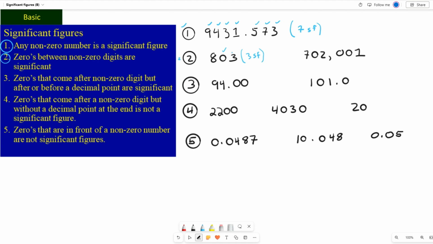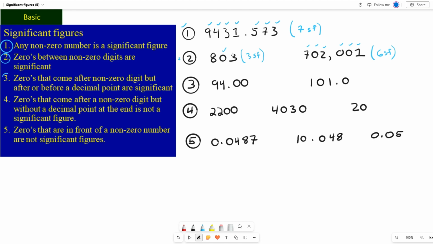If we take a look at this other number, 702,001, obviously the 7 is significant, the 2 is significant, and the 1 is significant. But all 3 of the zeros are in between non-zero numbers. So they are also significant. So this number has 1, 2, 3, 4, 5, 6 significant figures. Okay? So anytime a 0 is in between non-zero numbers, they are significant.